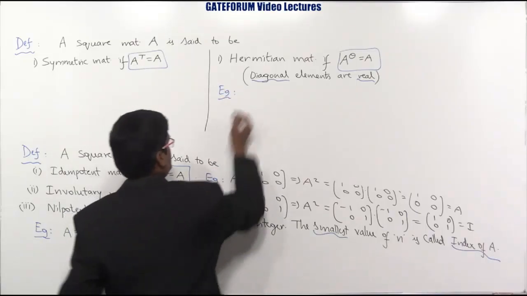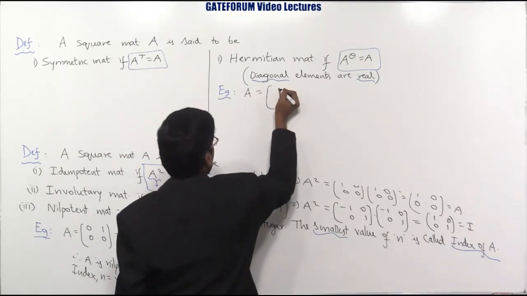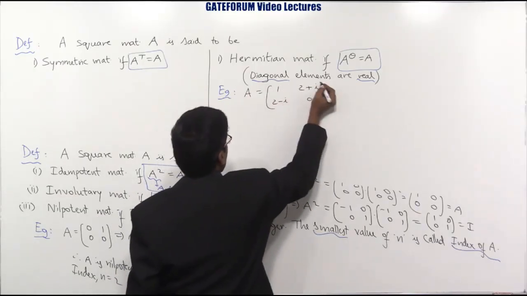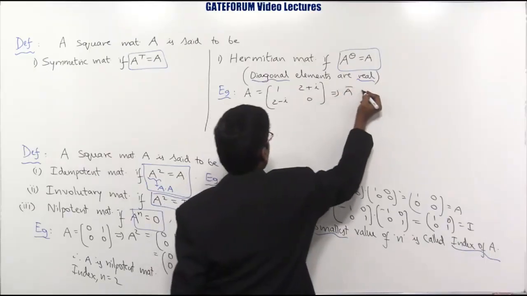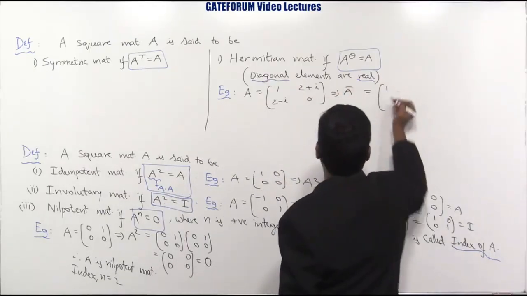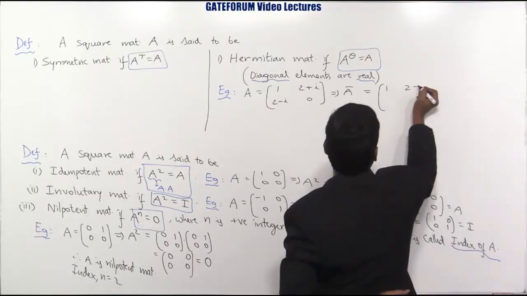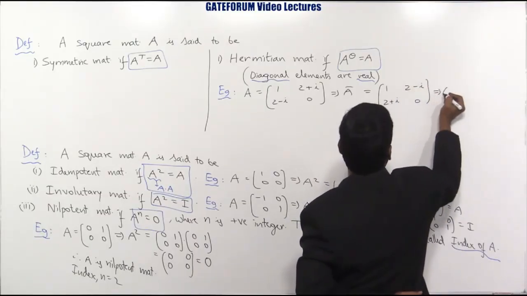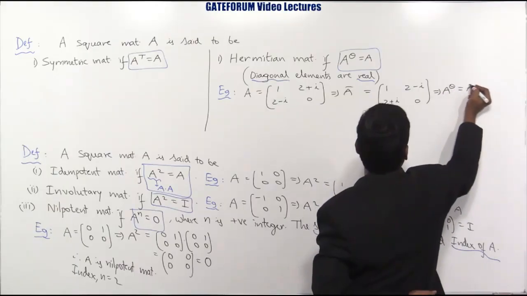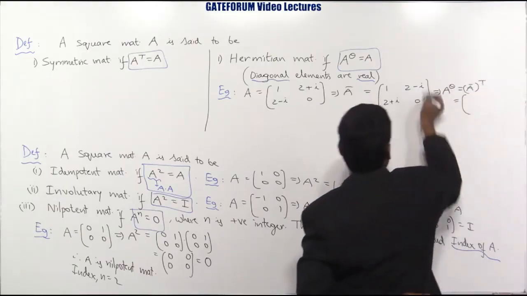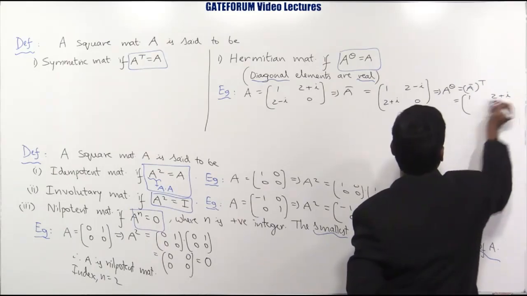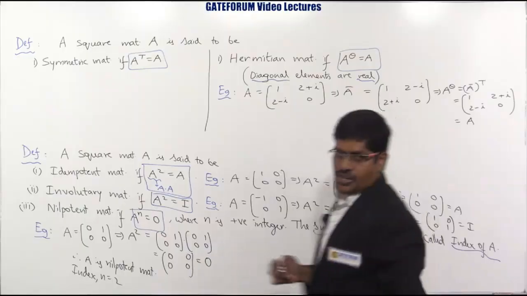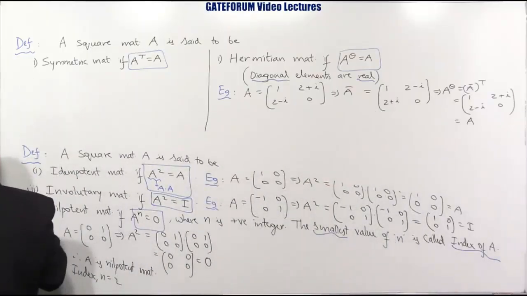Example. A is equal to [1, 2 plus i; 2 minus i, 0]. So all of you please find A conjugate. Conjugate of every element, you know that. 1, 2 plus i conjugate is 2 minus i, 2 minus i conjugate is 2 plus i, 0. Then A power theta definition is A conjugate and then transpose. So transpose of this matrix is [1, 2 plus i; 2 minus i, 0], which is nothing but our A. Verified or not?